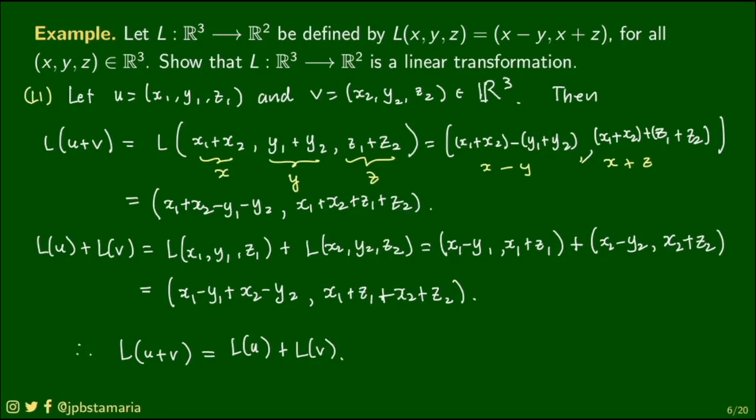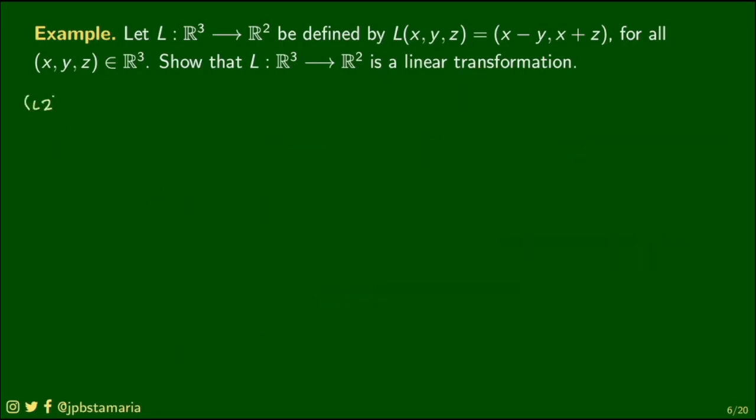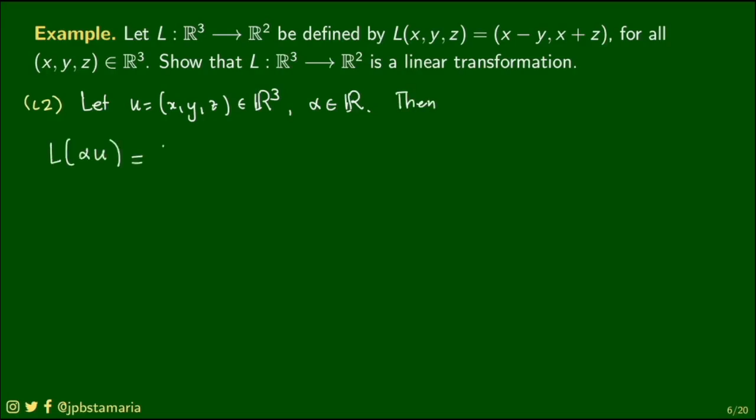For the second part, we have to show that equation L2 also holds by picking an arbitrary u from R3 and an arbitrary scalar alpha from R. Now here, we're going to compare the image of alpha times u. In this case, alpha times u means a scalar multiplication in R3. We know that scalar multiplication in R3 is done in this way. We just multiply alpha to each of the components. So you get (alpha x, alpha y, alpha z).